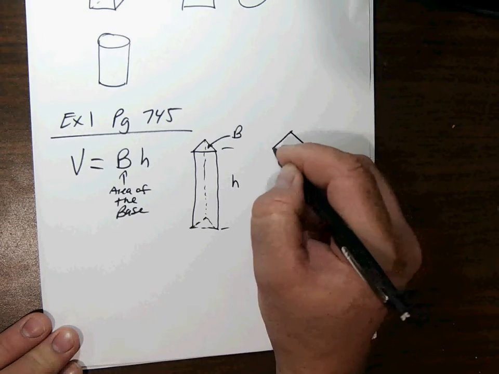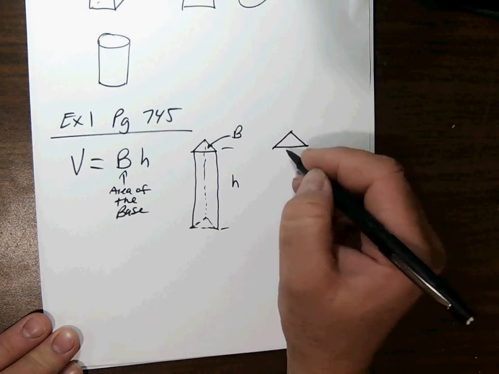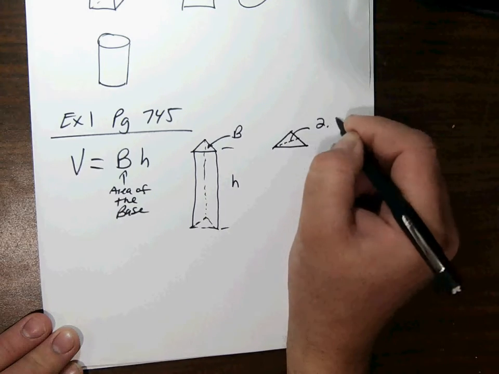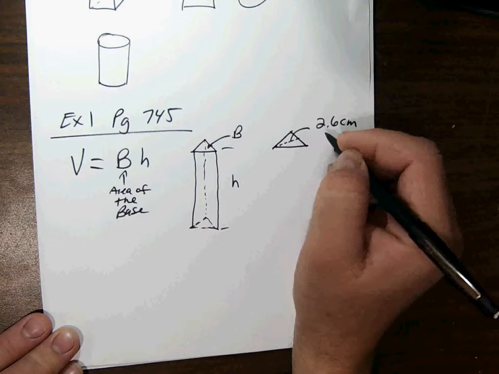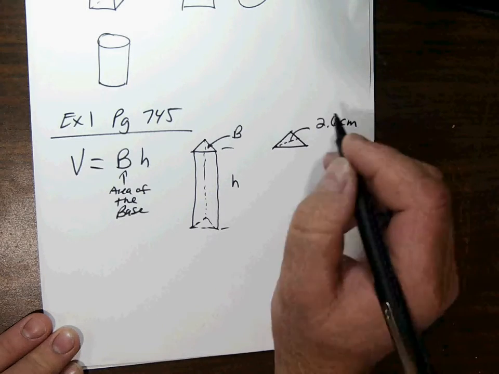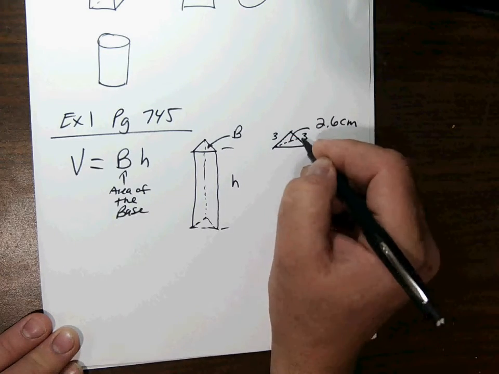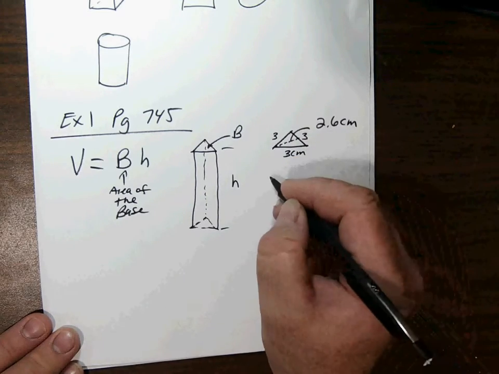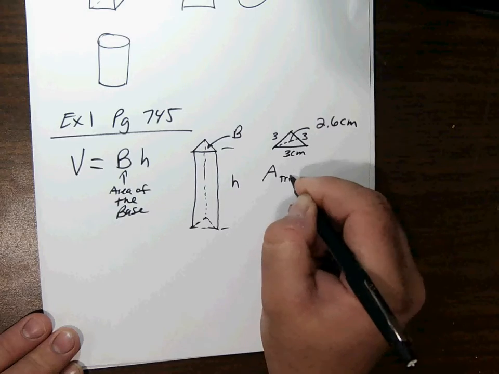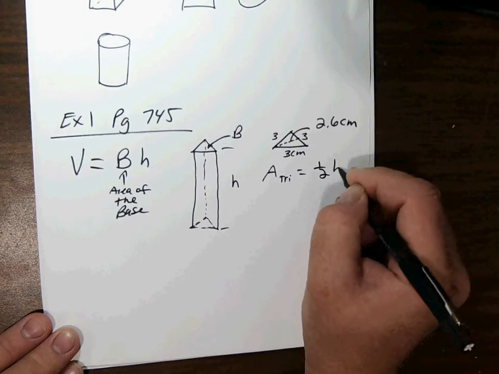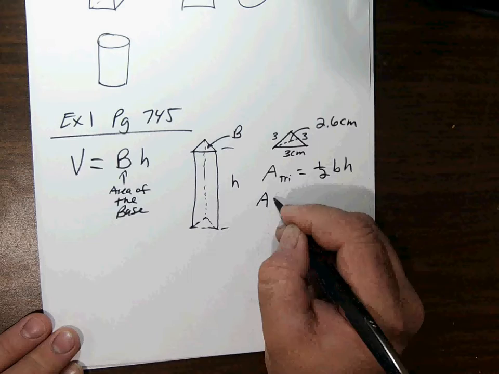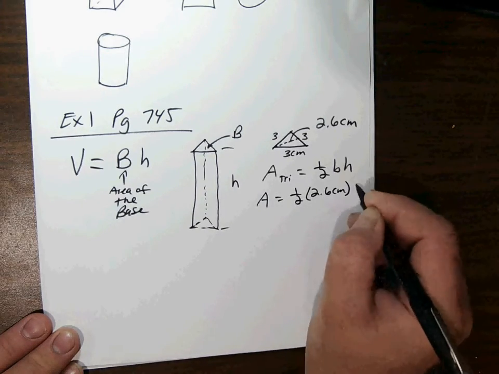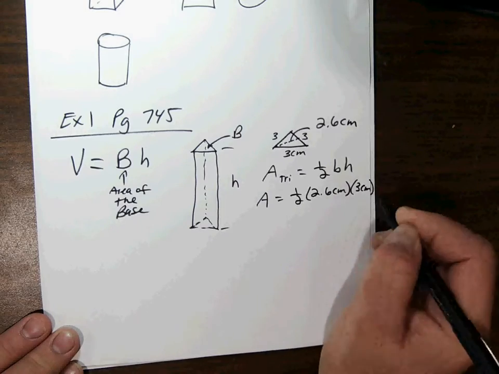Let me just pull this off to the side here. We are told that a base here is 2.6 centimeters. Excuse me, a height is 2.6 centimeters, and all three sides of this are the same. They're all 3 centimeters, okay? So I know a base, and I know a height. I can find the area of the triangle. This 1/2 little base times height. So that's 1/2 times 2.6 centimeters times 3 centimeters.